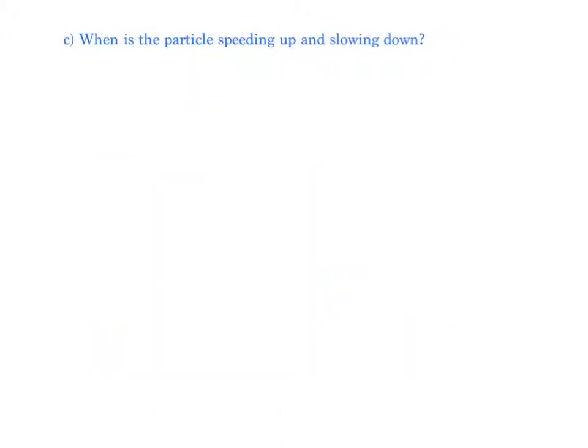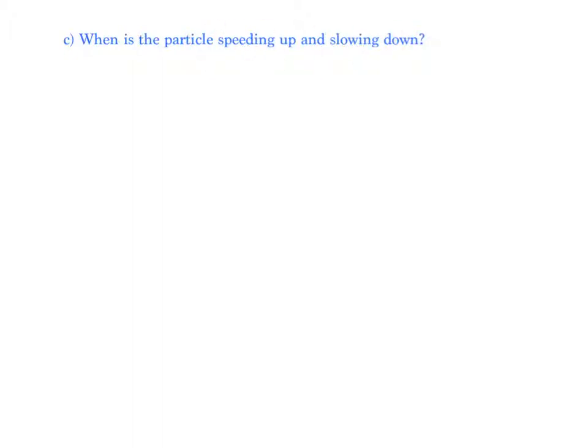Okay, the third part of this question says, when is the particle speeding up and when is it slowing down? Hopefully you remember from our notes that speeding up and slowing down has to do with comparing when velocity and acceleration are both positive, both negative, or one positive and one negative. So we need to get our acceleration function.